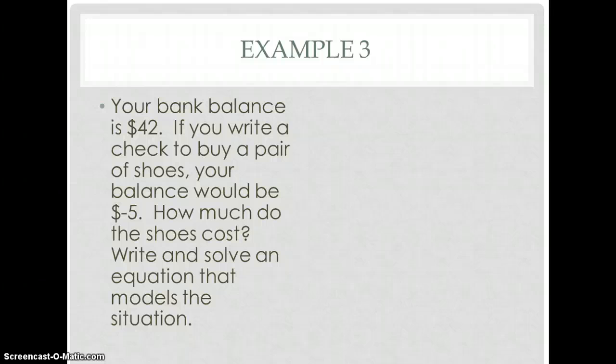Our last example today is a word problem. Basic, but again, it'll be good practice for us to see what we just learned in an applied problem. So let's take a look here. Your bank balance is $42. Okay? Important information. If you write a check to buy a pair of shoes, your balance would be negative $5, which obviously would not be good because your check would bounce. Okay? How much do those shoes cost? All right? It says write and solve an equation that models this situation.